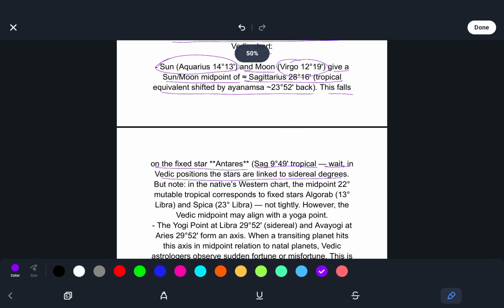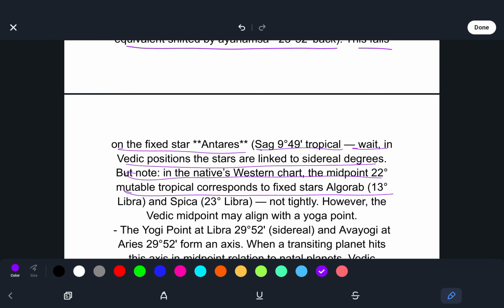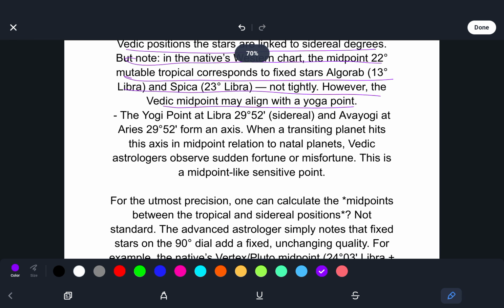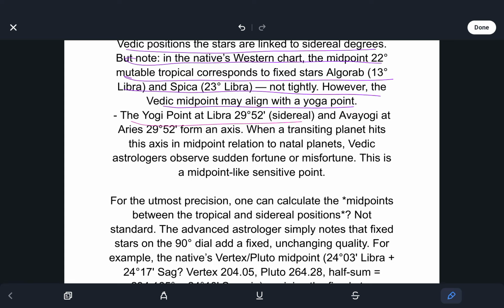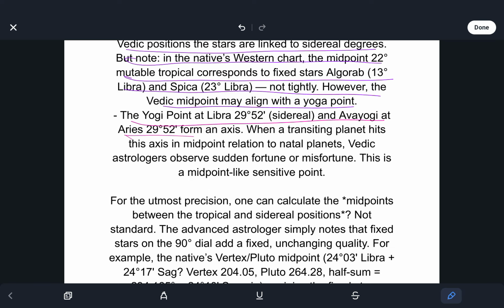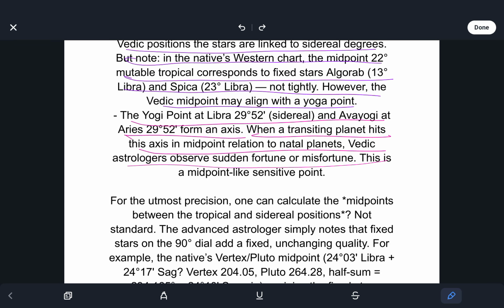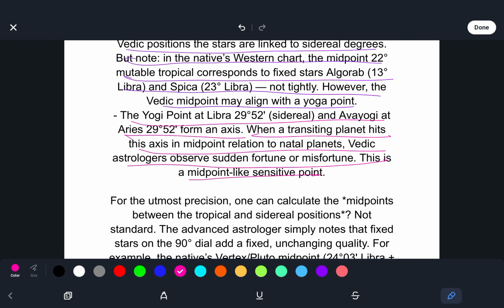In Vedic positions, the stars are linked to sidereal degrees, but here's a note. In the native's Western chart, the midpoint, 22 degrees mutable tropical, corresponds to fixed stars Algorab and Spica, not tightly. However, the Vedic midpoint may align with the Yogi point. Yogi point at Libra 29 degrees 52 sidereal, and Avayogi at Aries 29 degrees 52 form an axis. So when a transiting planet hits this axis in midpoint relation to natal planets, Vedic astrologers observe sudden fortune or misfortune. This is a midpoint-like sensitive point.